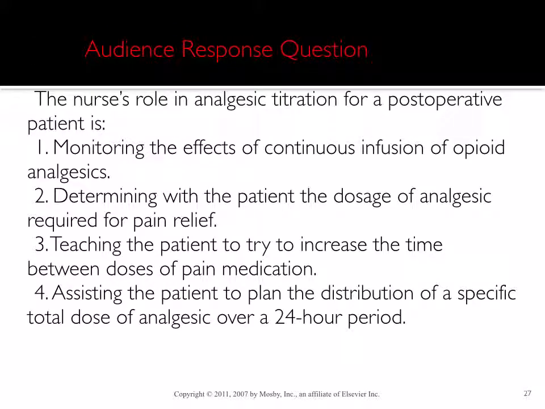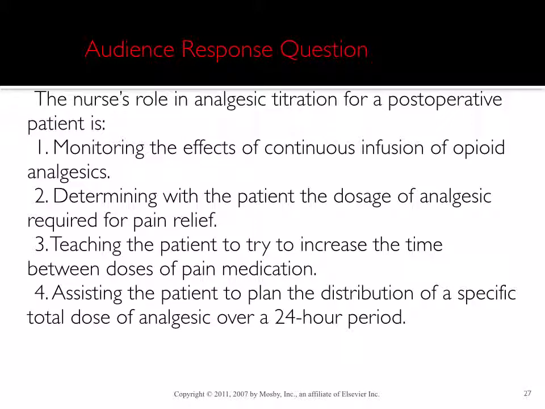And then the last question is the nurse's role in analgesic titration for a post-op patient. Analgesic titration means that somebody had a surgery and now they are on pain relief medication, which is not letting the patient lose consciousness, and now it should be titrated. So what is the nurse's role in doing that?